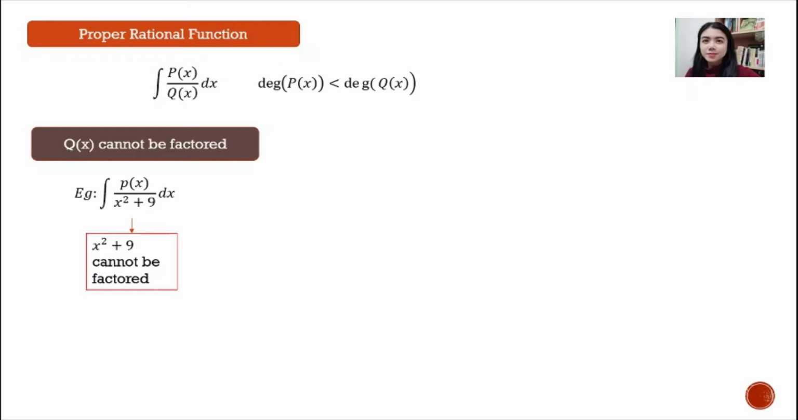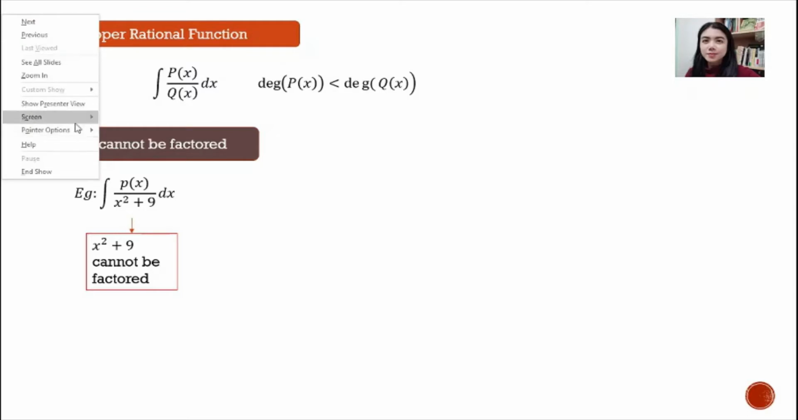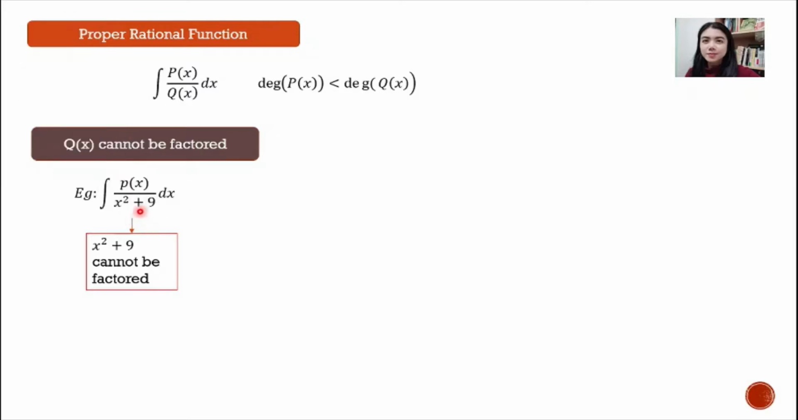Okay, let's look at the proper rational functions, where the degree of p is less than the degree of q, and q(x) cannot be factored. When you have this type of integration, proper rational functions, you come across two cases. The first case is when you only have the x squared and the constant. You just have two items in the quadratic, just like this example.